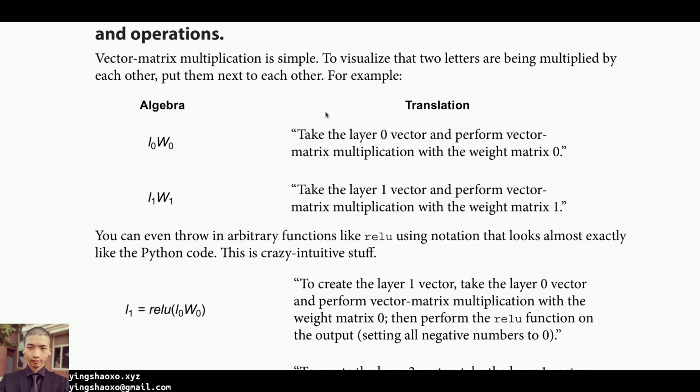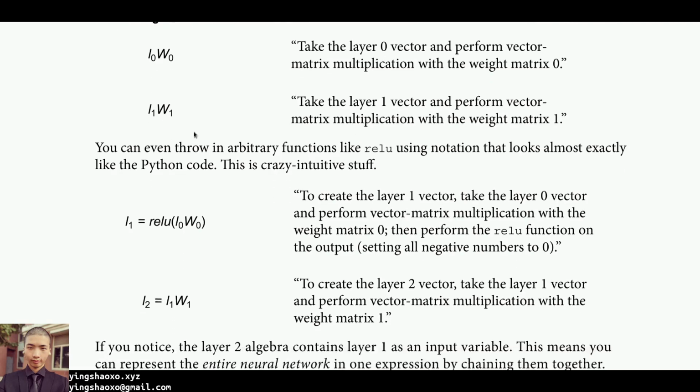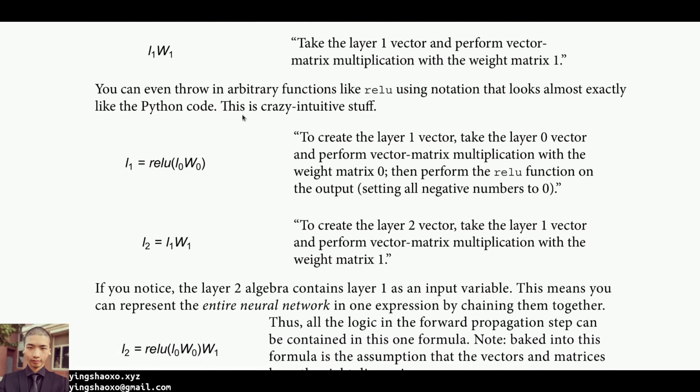But for the translation part, it is different. Anyone who can understand English can understand the theory, any theory about anything. The L1 W1 means take the layer 1 vector and perform vector matrix multiplication with the weight matrix 1. You can even do algebraic functions like ReLU using notation that looks almost exactly like the Python code. This is crazy intuitive stuff.